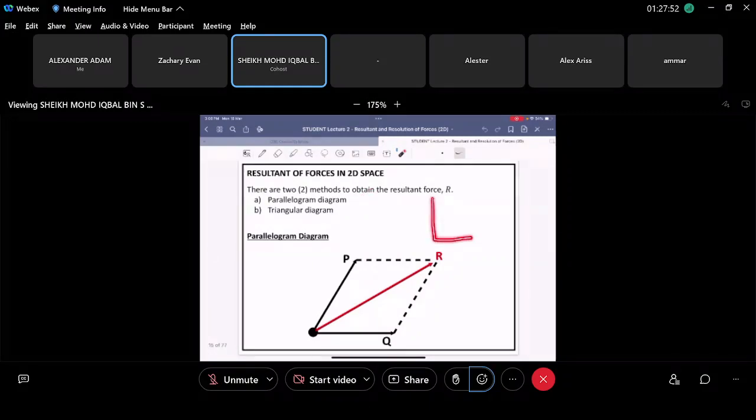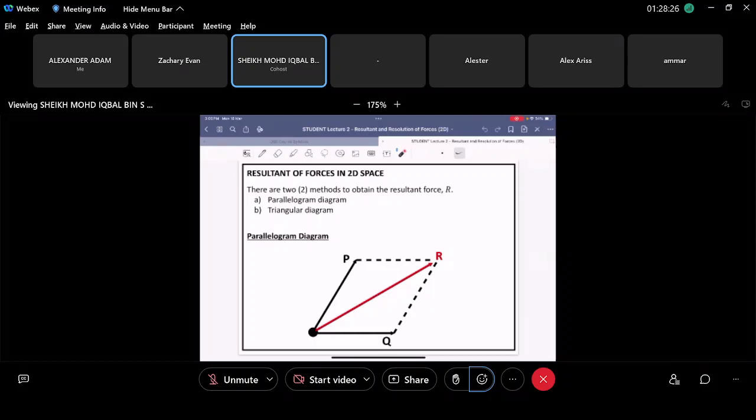So you have two forces here. Just make a parallelogram, and at this section here, it will be your resultant force. And this resultant force represents both P and Q in magnitude and in direction, right? Once you have your resultant force, you no longer need to refer to vectors P and Q because you have one resultant force that represents P and Q in magnitude and direction. So that's the first method.